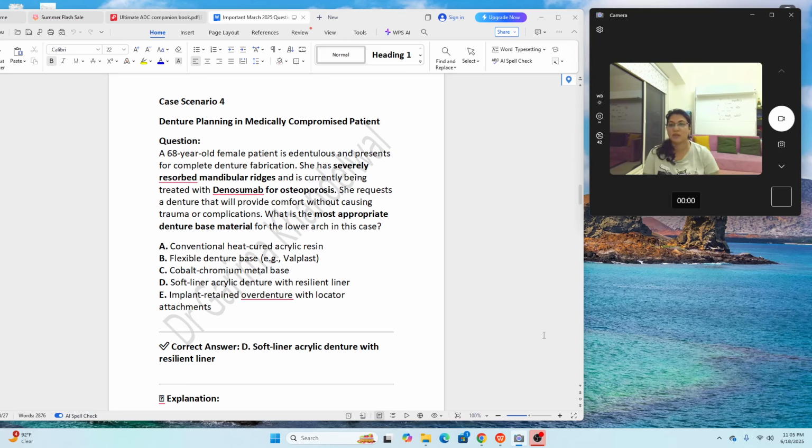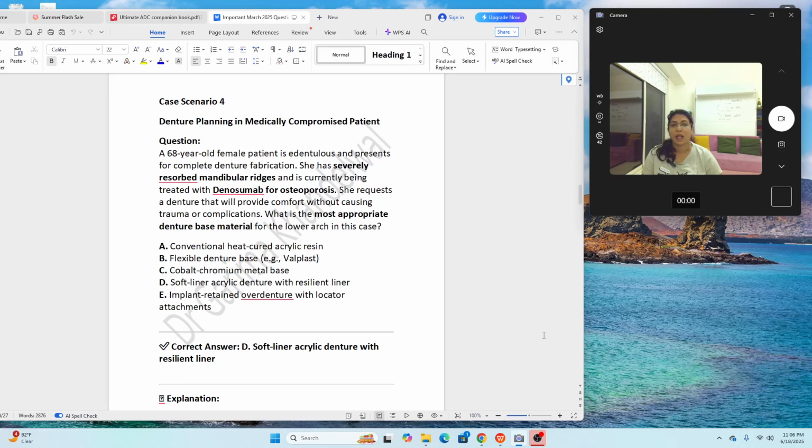So a 68-year-old female patient is edentulous and presents for complete denture fabrication. Okay, so there is a 68-year-old and she's edentulous, there's no teeth in the mouth. She has severely resorbed mandibular ridges and is currently being treated with denosumab for osteoporosis. She requests a denture that will provide comfort without causing trauma or complications. What is the most appropriate denture-based material for the lower arch in this case?